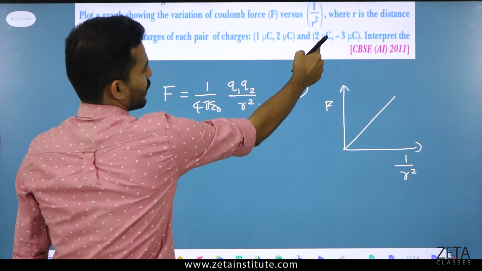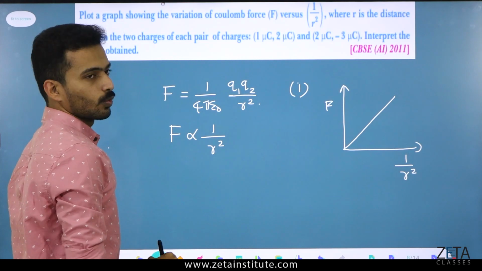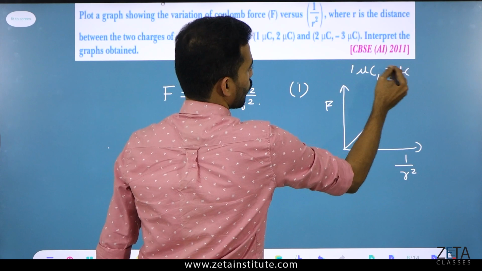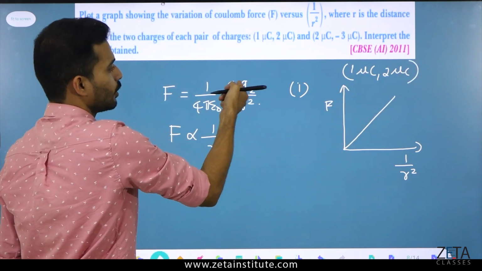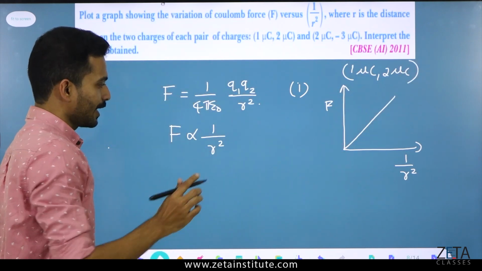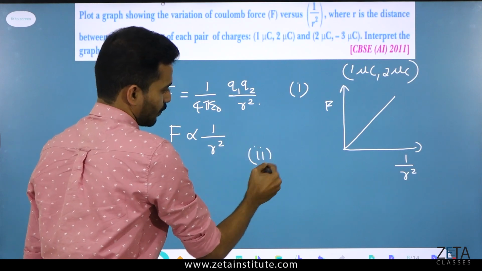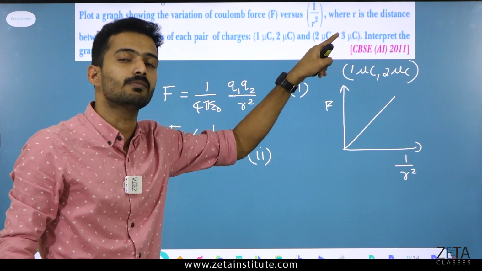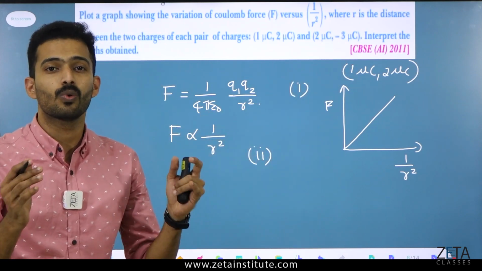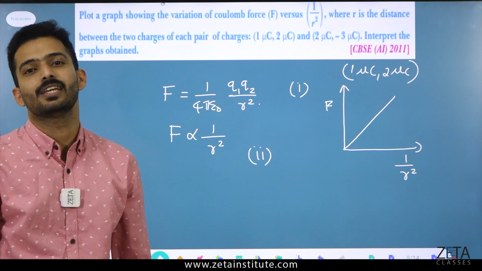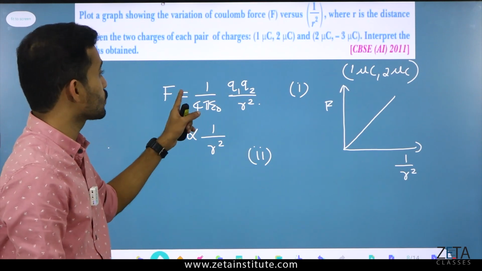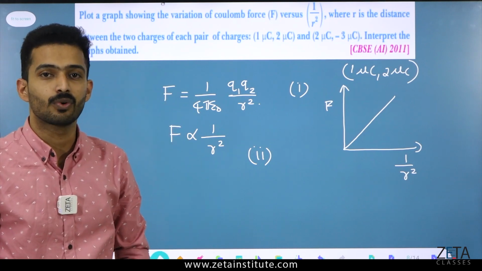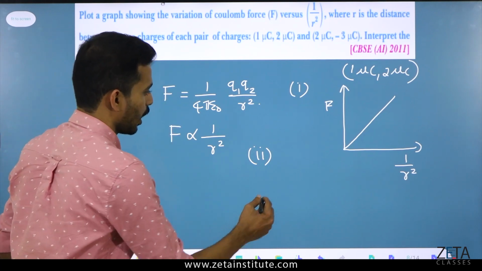The second case, 2 microcoulomb and minus 3 microcoulomb. Here it is 1 microcoulomb and 2 microcoulomb. The force will be positive because positive into positive, the force will be positive. Then the second case: one is 2 microcoulomb and another one is minus 3 microcoulomb. So they attract each other. That means the force is negative. So how do we draw the graph?